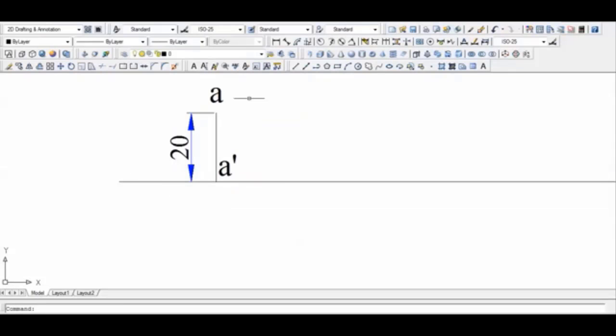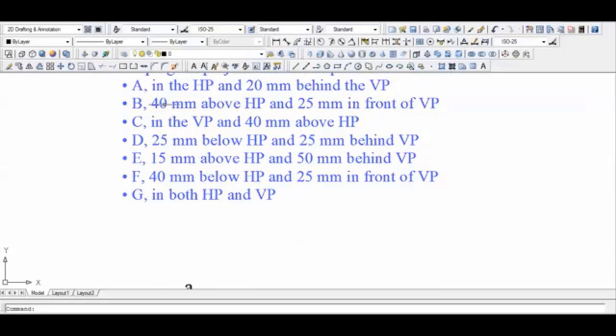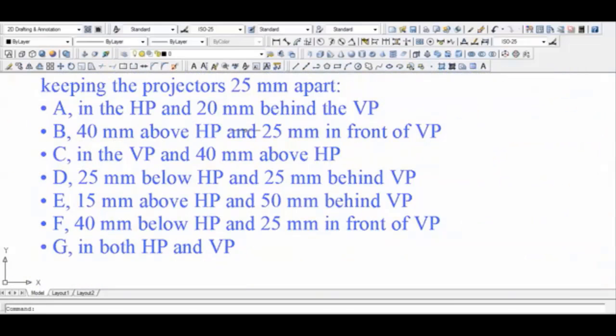Alright, moving to point B. As far as point B is concerned, point B is 40 mm above HP and 25 mm in front of VP. That means H is equal to 40 and D is equal to 25, and this particular point is lying in the first quadrant because the point is above HP and in front of VP. As far as the logic of the first quadrant goes, we know that H is going to be above the XY line and D is going to be below the XY line.